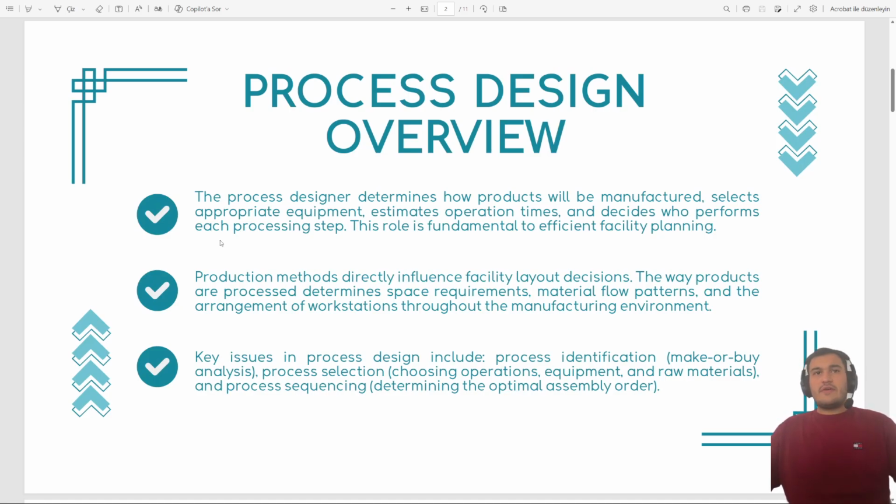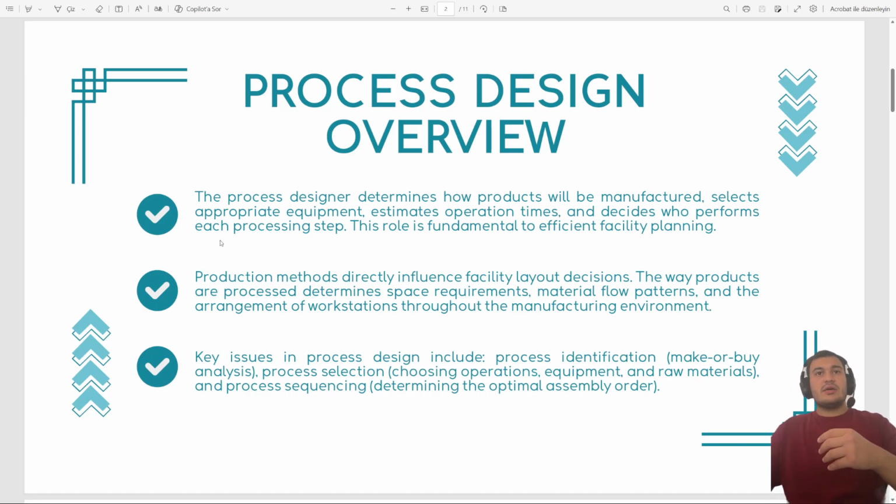First, let's look at what a process designer actually does. The process designer determines exactly how products will be manufactured from start point to finish point. This means selecting the appropriate equipment, estimating the operation times for each task, and also deciding which machine performs each processing step. Because of this, process design is fundamental to efficient facility planning. To do this successfully, we follow a specific process design procedure.